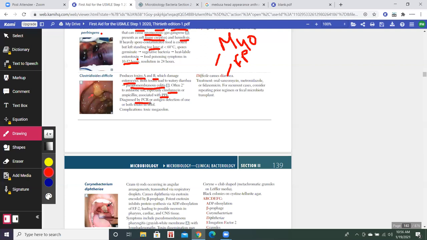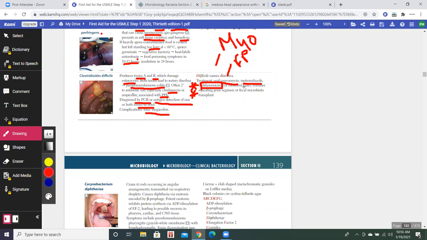The diagnosis is done by polymerase chain reaction or antigen detection of one or both toxins in the stool, and the complication is toxic megacolon, which is high yield. The difficile will cause diarrhea. The treatment is we have to prescribe vancomycin, metronidazole, or fidaxomicin. Out of all the treatments for Clostridium difficile, fidaxomicin is more commonly tested. So don't forget this. Put your star mark over here. For recurrent cases, consider a prior regimen or fecal microbiota transplantation.